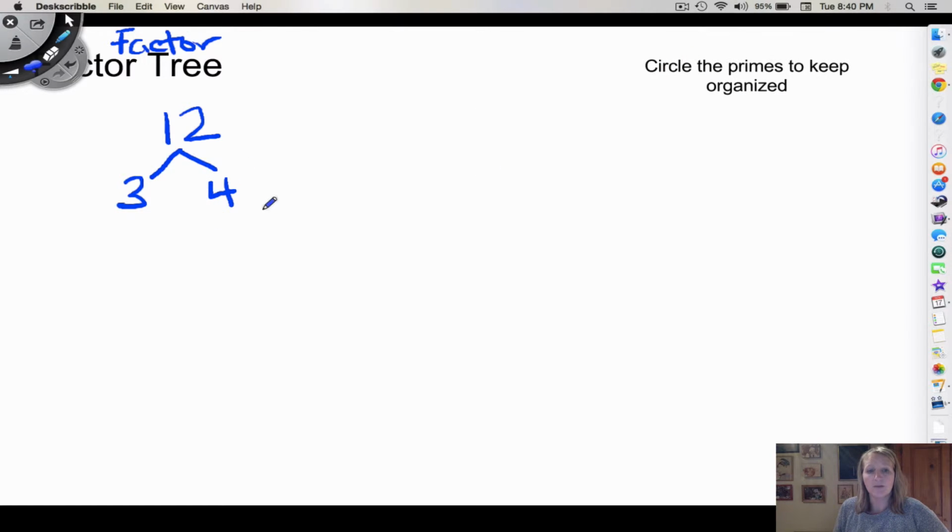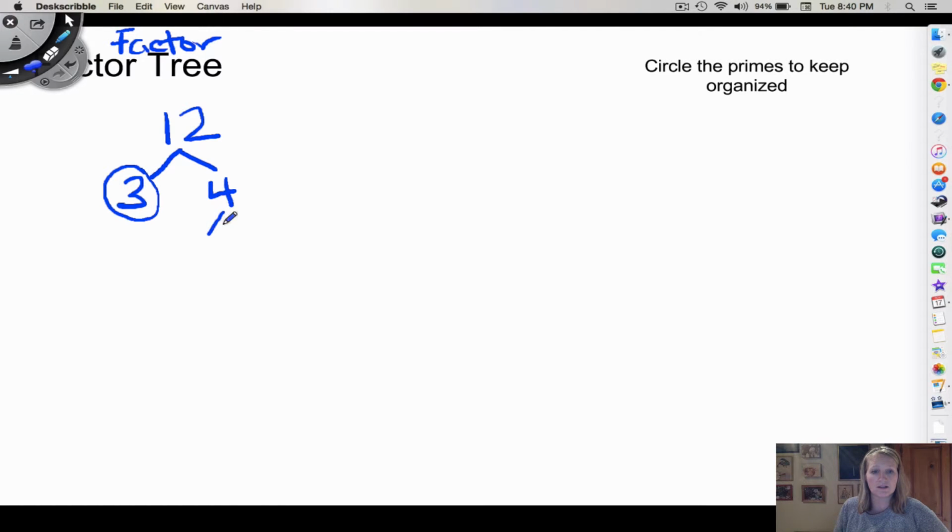So 4 is not a prime number; it's a composite number because it is made up of more than one possible number other than itself and 1. But 3 is a prime number. Okay, so I'm going to circle the prime numbers that I come in contact with in my tree.